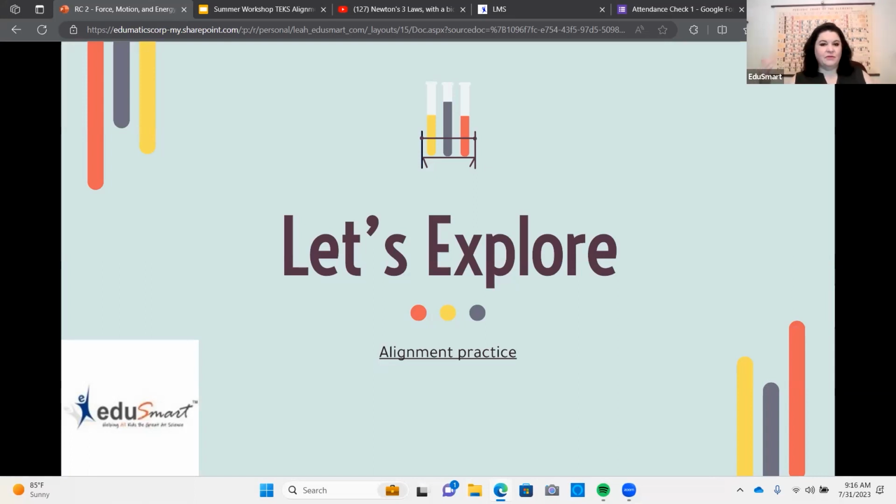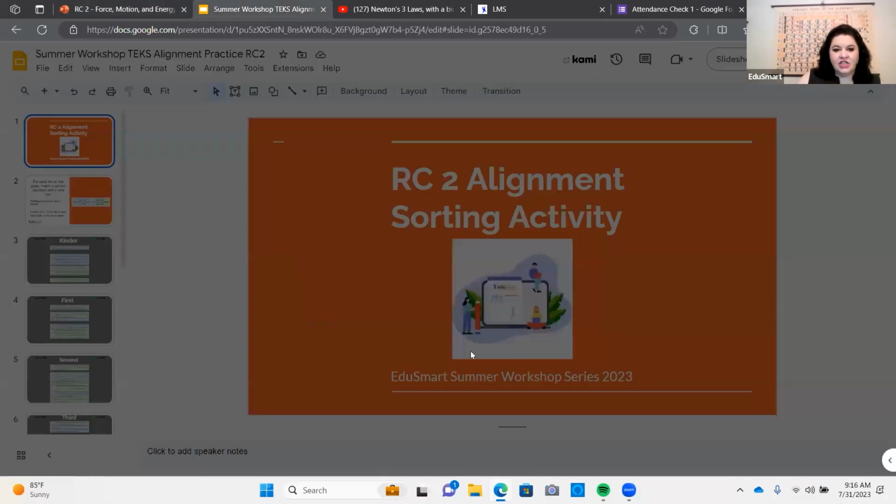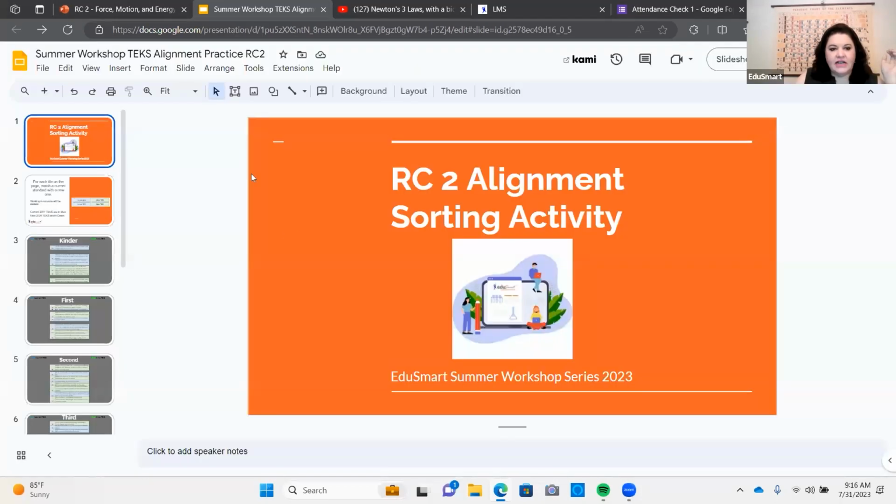Right? We always do explore before explain because we want the students to really start building a base of knowledge that you can then use when you start your explain piece. So I am going to put a link in the chat to our sorting activity, and anyone with the link can edit. This is an activity we created to help you start understanding the alignment of the new standards.